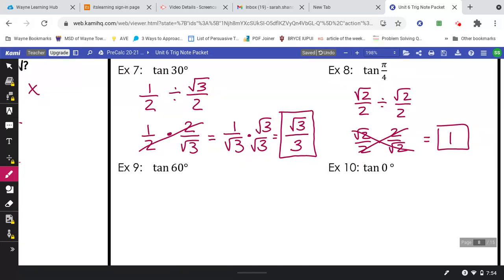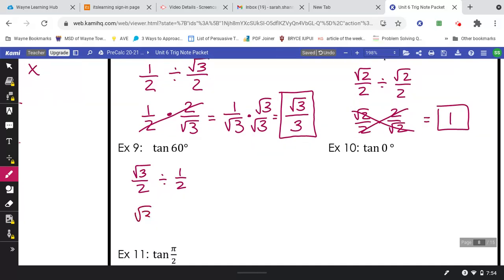Example 9, the tangent of 60 degrees would be the square root of 3 over 2 divided by 1/2. So very similar to example number 7, just the numbers are switched around. Radical 3 over 2, flip the second fraction. Cancel the 2's. And I'm left with radical 3 over 1, which I'll just leave as radical 3.